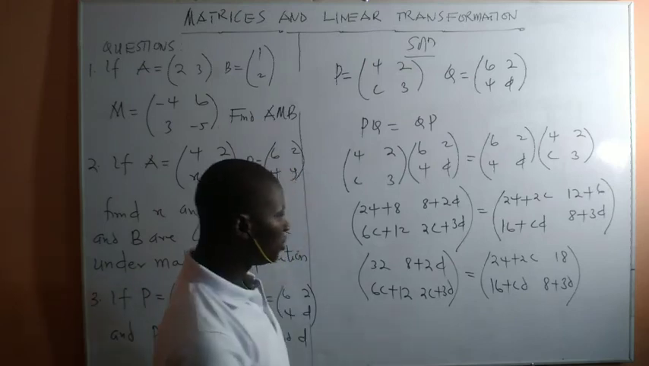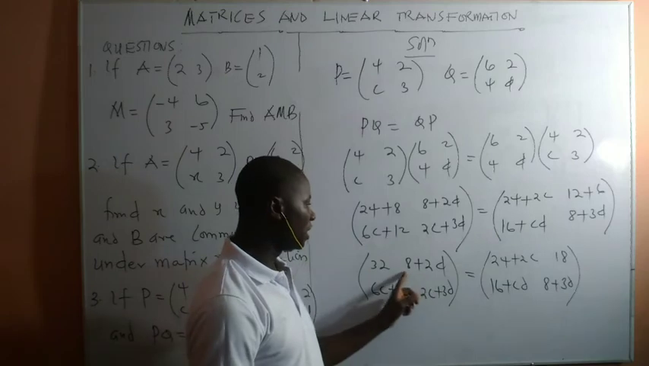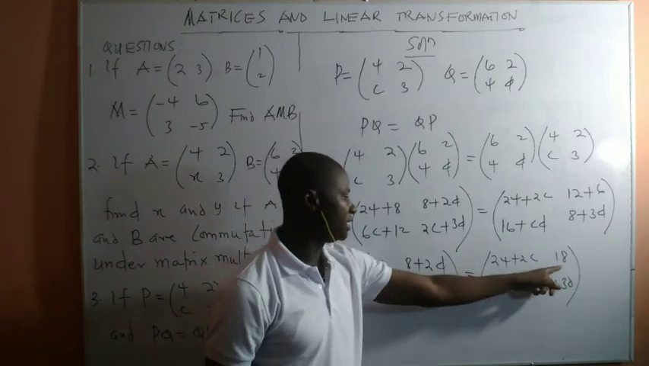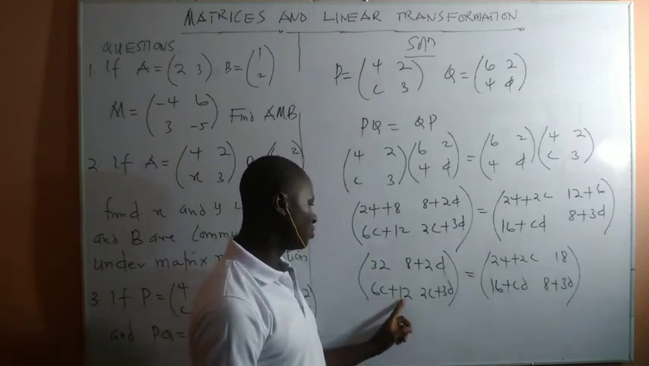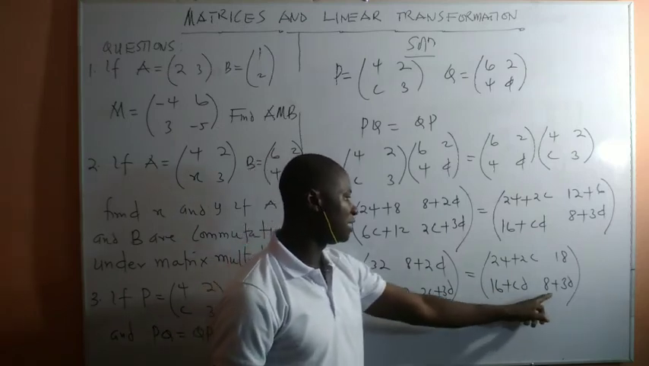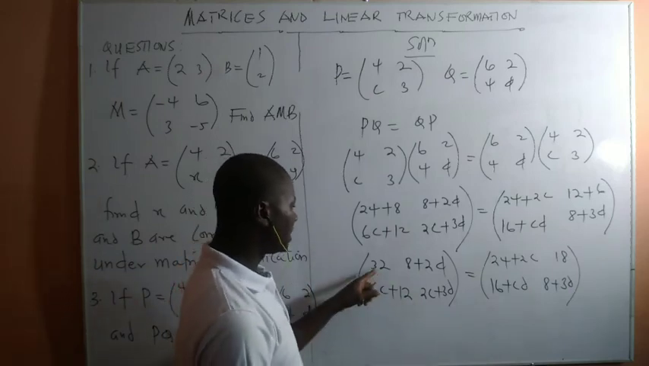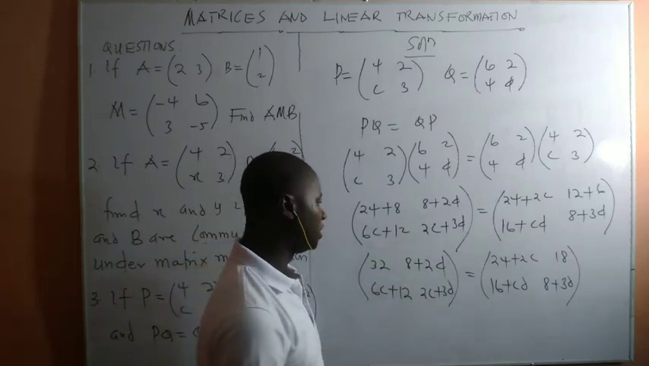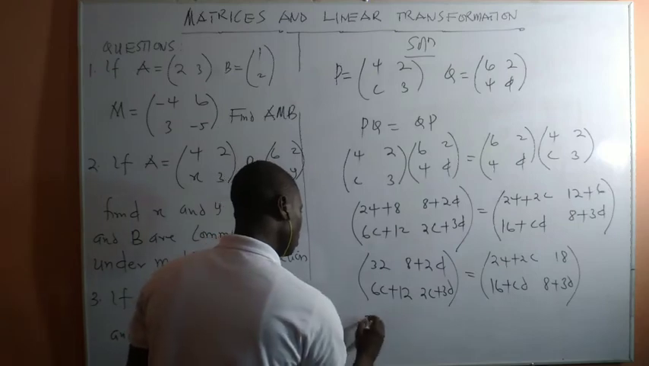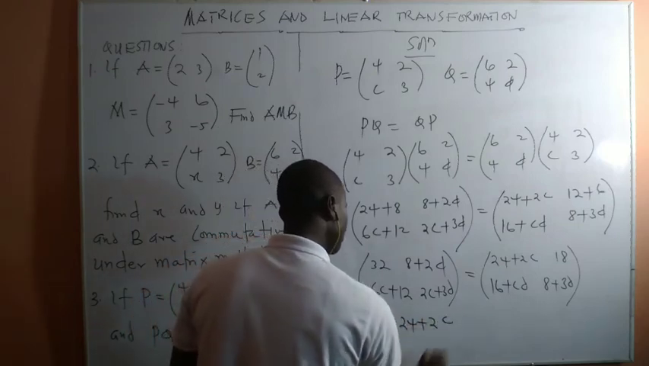Now, equating the corresponding entries, you can say that 32 is equal to 24 plus 2C. 8 plus 2D equals 18. 6C plus 12 equals 16 plus CD. Then 2C plus 3D will be equal to 8 plus 3D. So now, 32 is equal to 24 plus 2C.